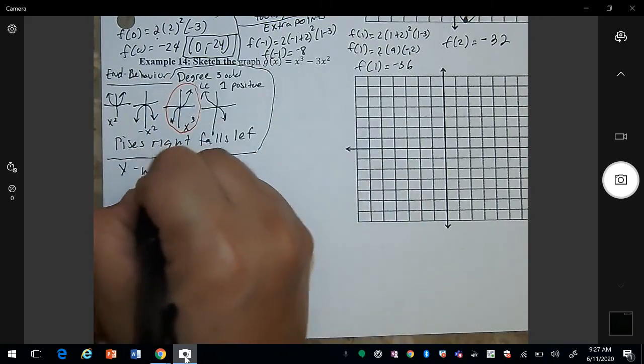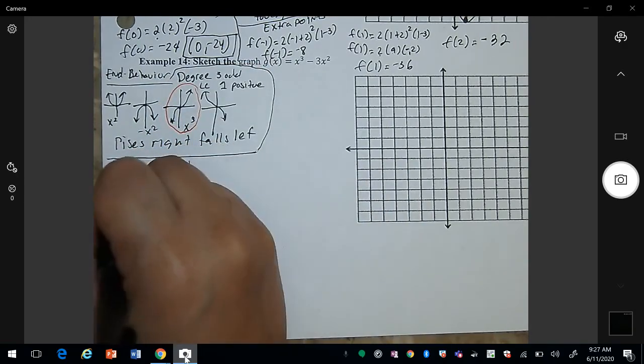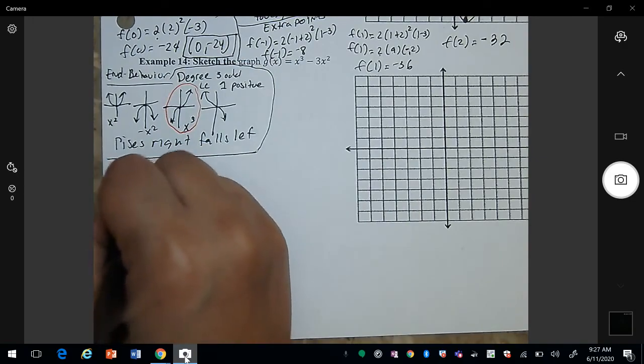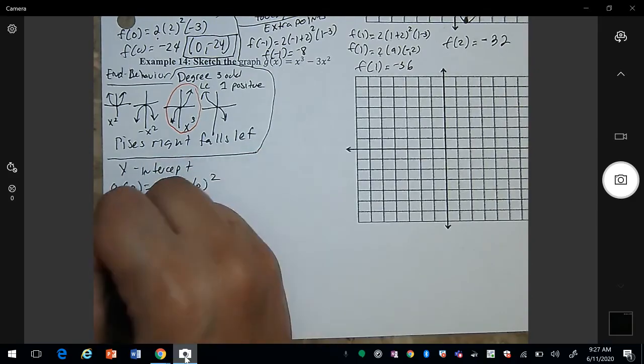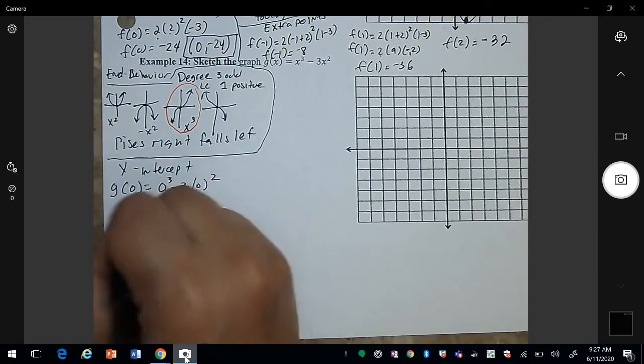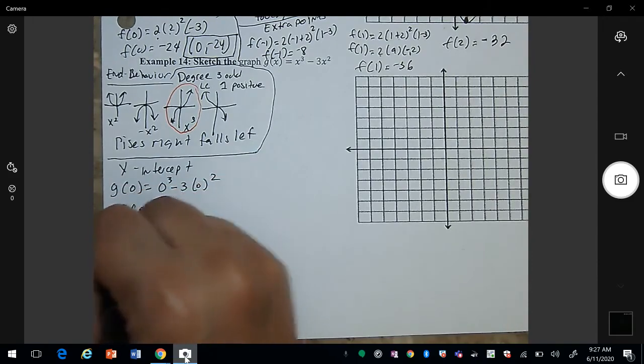The y-intercept, we let x equal 0. So anywhere you see an x, we plug in 0. So g of 0 is going to be 0. So my y-intercept is at (0, 0).